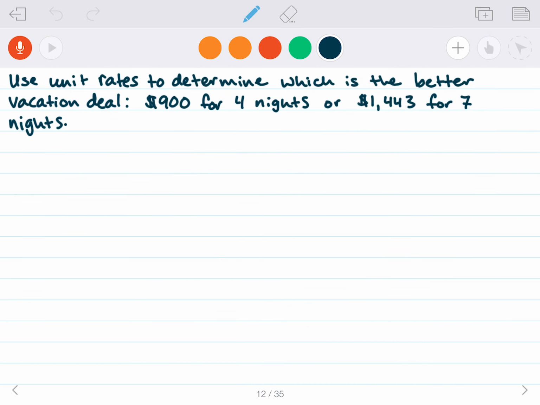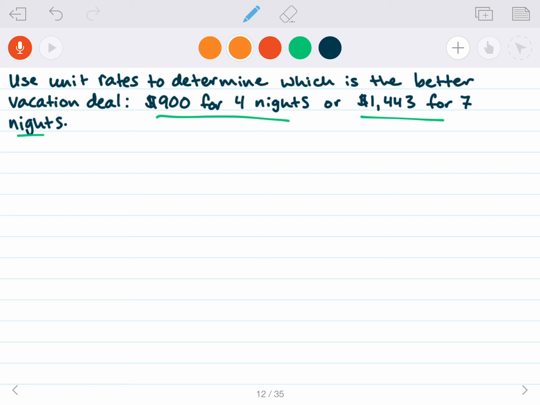Let's try another one. This is where unit rates are interesting to people when they're trying to figure out a better deal, right? So we have 2 vacation deals. Option 1, we can pay $900 for 4 nights. That's a steal, I think. Well, I guess it depends on how many people you have. If you have a big family like me, it's a good deal, but maybe not for 2 people. Anyway, here's the deal. $900 for 4 nights or $1,443 for 7 nights. What is the better deal?